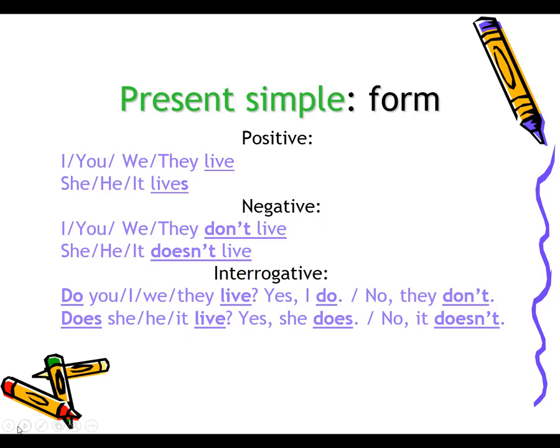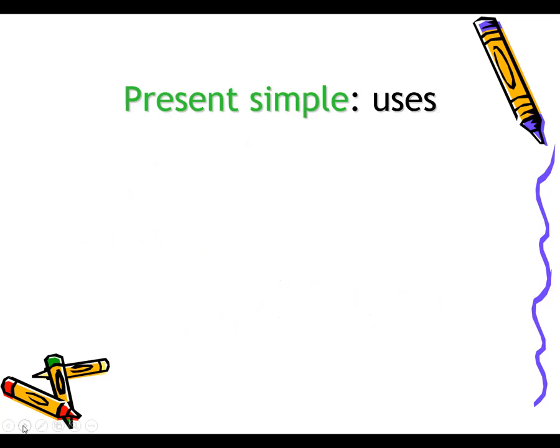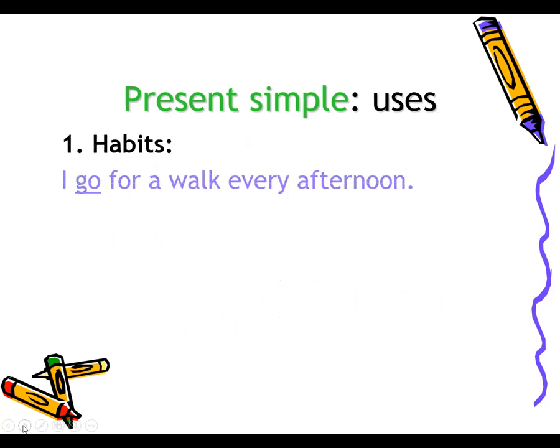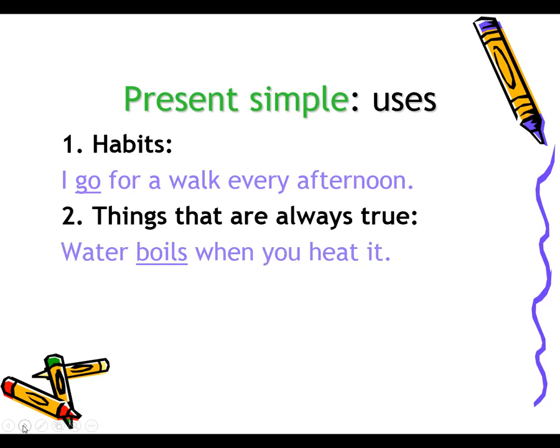Now focusing on the uses of simple present tense, the first and the most important use is the presentation of habit. I go for a walk every afternoon, so it means it is his habit that he goes for a walk every afternoon. Another important use is things that are always true, or you can say facts, or anything that remains true for a long period of time. For that as well we use simple present tense.